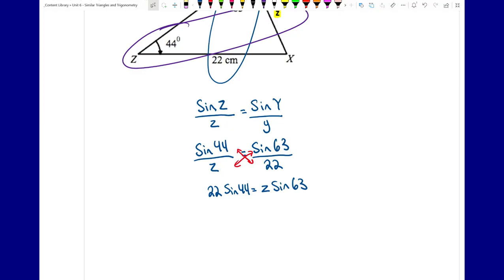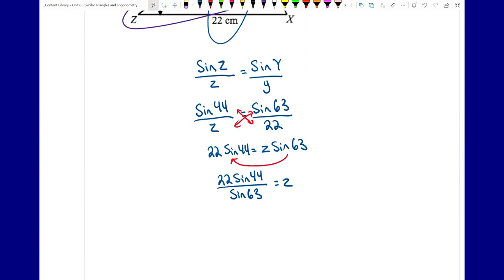Now, I want to get z by itself. I'm still trying to solve for that z. So I need to do something with sine 63. If we remember from our previous lessons looking at right-angled trig, sine of a value is just a value. So I can treat sine 63 as a number. So I can move it over to the other side. And when I move it over to the other side, it goes from multiplying on one side to dividing on the other. So 22 sine 44 divided by sine 63, which is equal to z.